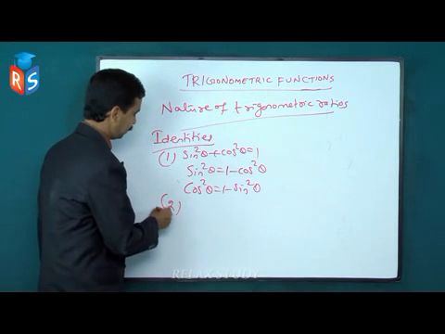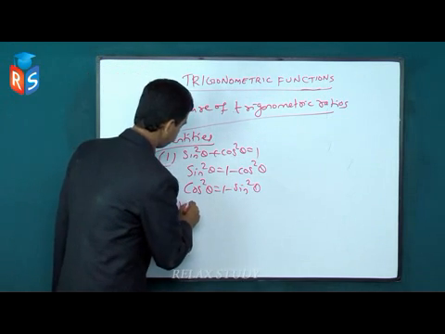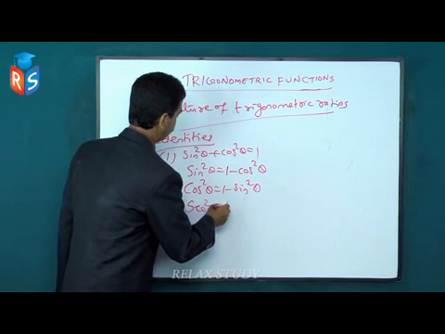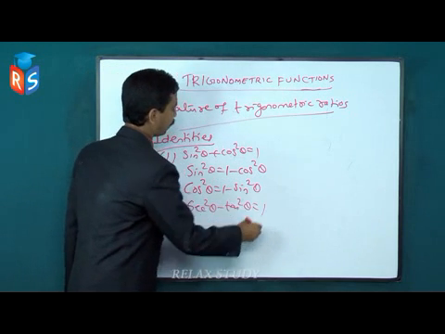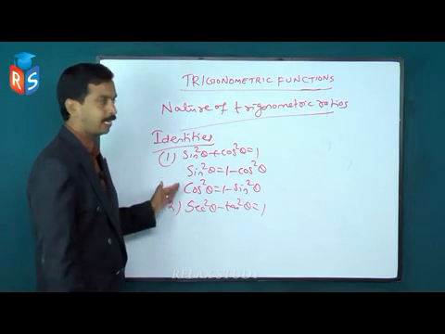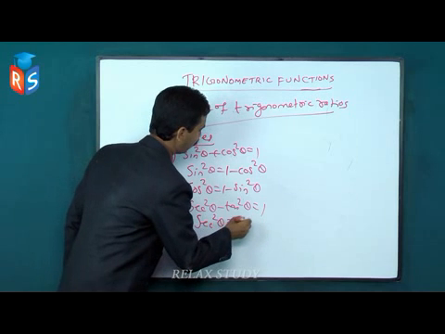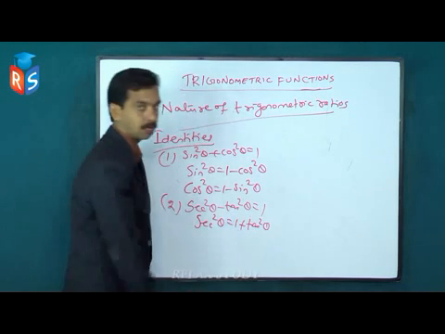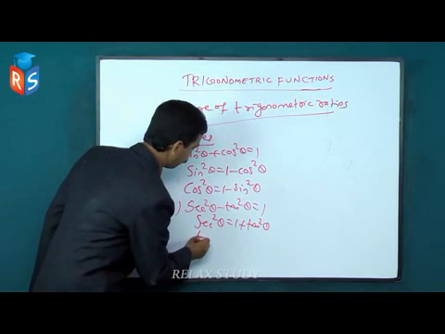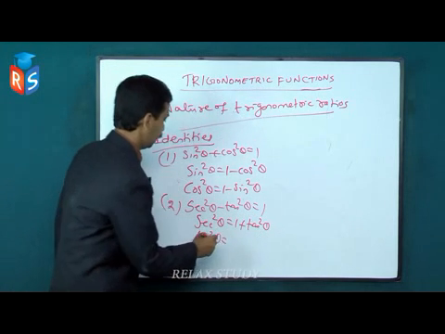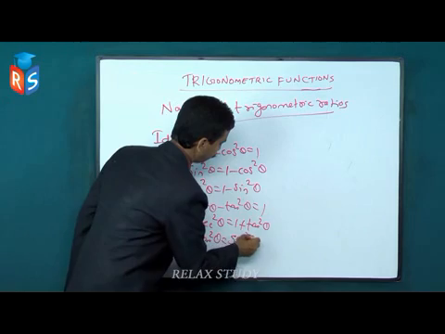Next identity is sec square theta minus tan square theta equals 1. From this also I get 2 byproducts, sec square theta equals 1 plus tan square theta, or tan square theta equals sec square theta minus 1.